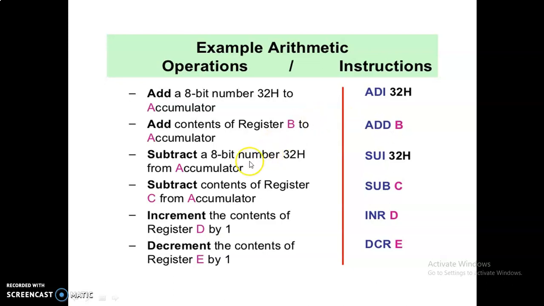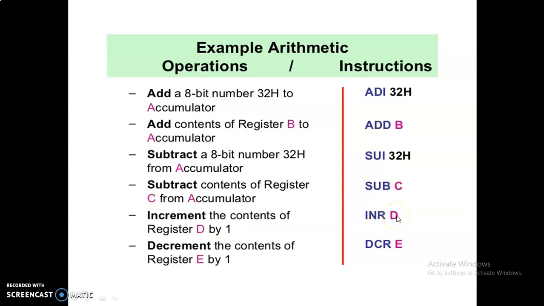Okay, so like that here is the subtract instruction SUI 32. SUI means an 8-bit number is subtracted from the accumulator and the result is stored in the accumulator. Here SUB C. Here this is a register. So SUB means subtract the content of the register. Here the content of the register C is subtracted from the content of the accumulator and the result is stored in the accumulator.